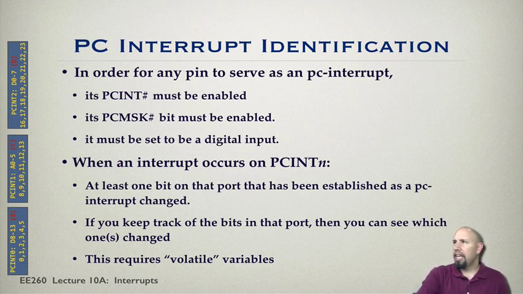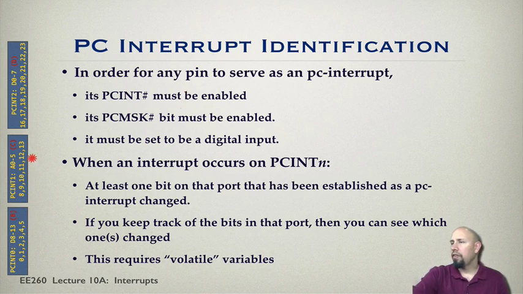So in order for any pin to serve as a PC interrupt, its PCInt number must be enabled. So here are the different PCInts: PCInt0, PCInt1, PCInt2. If that PCInt is not enabled, then none of these guys can serve as interrupts. Okay? So if that pin is not enabled, then none of those are interrupts. So they're automatically ignored as interrupts.